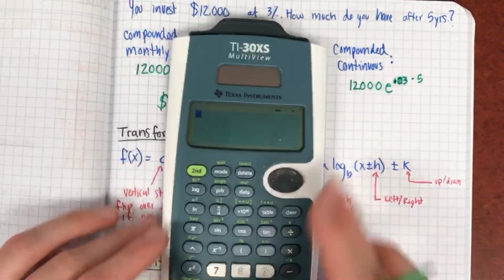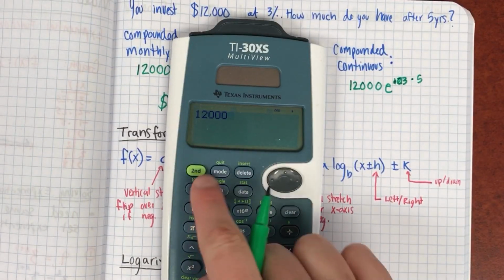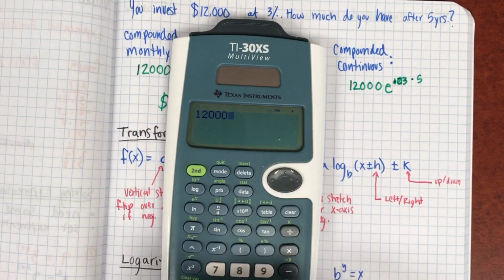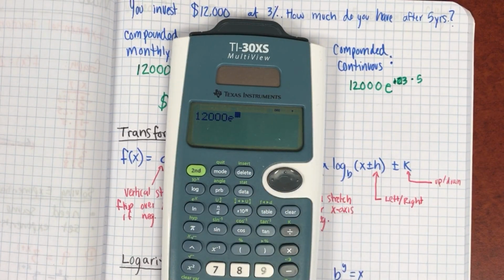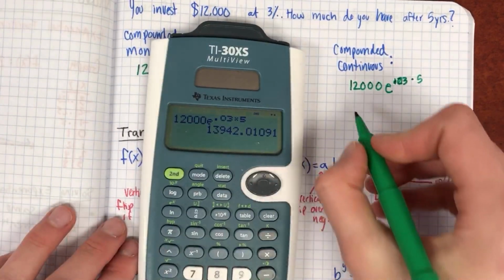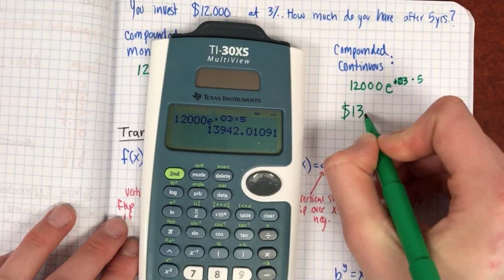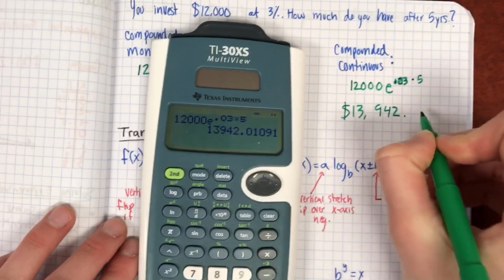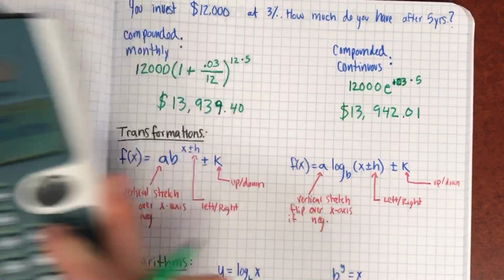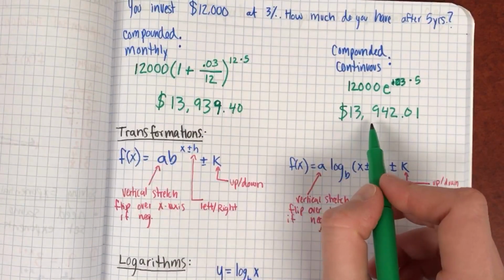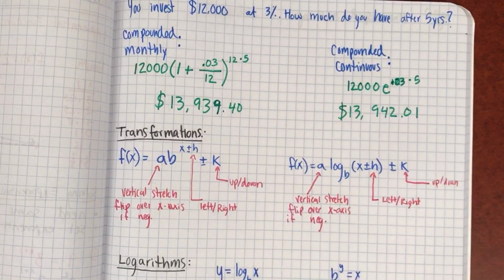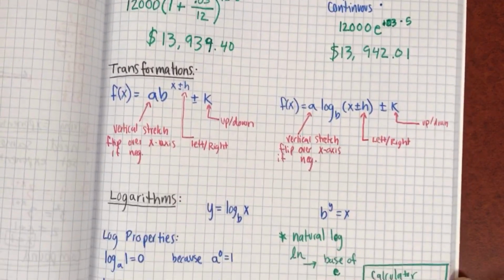So typing that into our calculator, we could take 12,000, and then here we've got this e to the x, so we can say to the power of e times our rate times our time. All right, so this would be $13,942.01. So it's not much of a difference, but compounding continuously will get you more money. And if you do it over a long period of time, that adds up quite a bit.